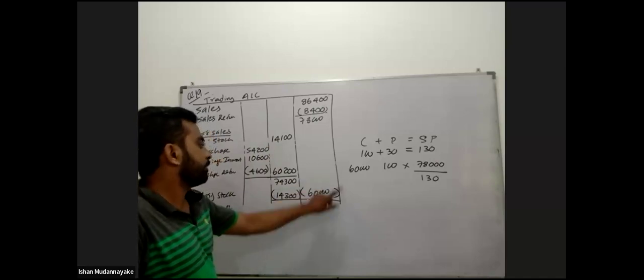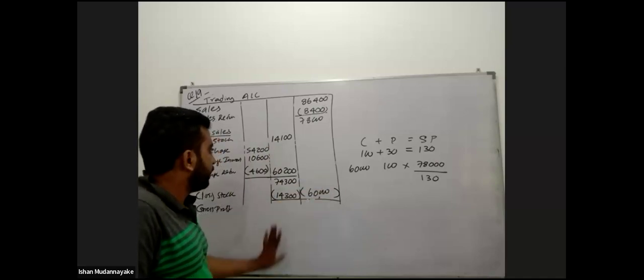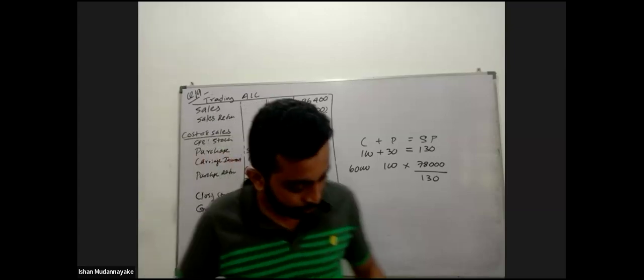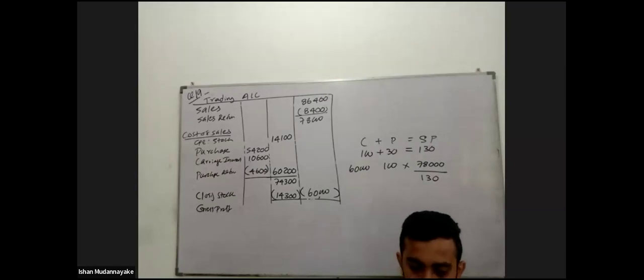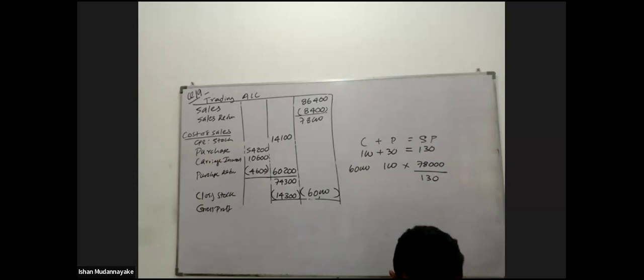Right. Okay, clear? Opening stock 14,100. Clear, sir. Okay, right.